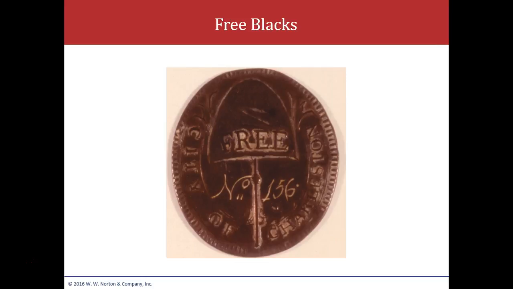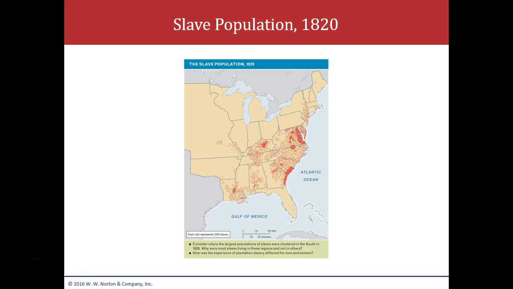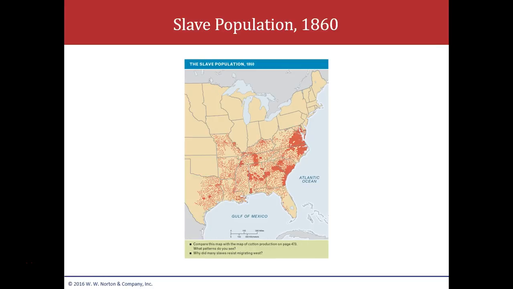This is a badge issued in Charleston, South Carolina. It was worn by a free black so that he would not be mistaken for someone's property. So they had to label themselves. Here is the slave population in 1820. You can see the concentration mostly in these coastal areas and spreading out, definitely mainly in the South.